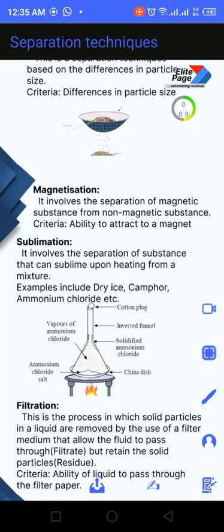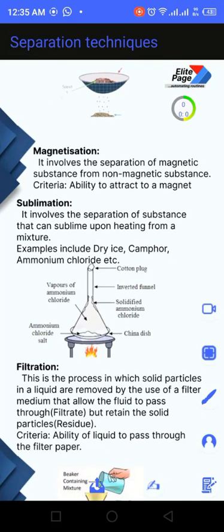Next one is sublimation. Sublimation is a separation technique that will separate a substance that can sublime upon heating. That is, sublime means that it can change directly from its solid state to its gaseous state without passing through a liquid medium. Examples of something that can sublime upon heating are dry ice, camphor, and ammonium chloride.